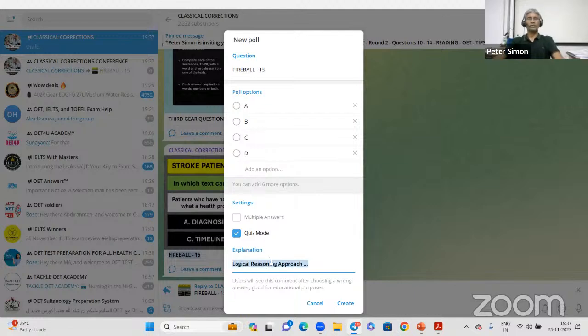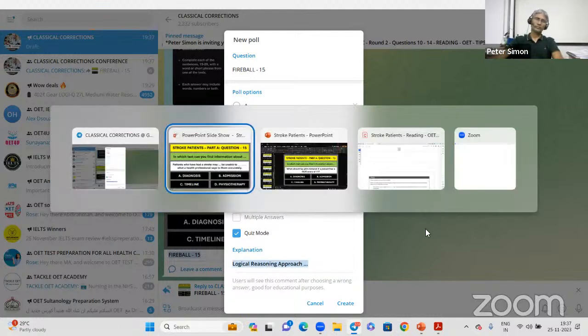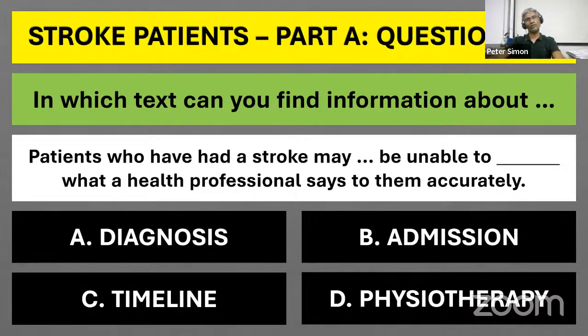Now, you're supposed to tell me. Patients who have had a stroke may be unable to dash. What a health professional says to them accurately. May be unable to dash. A verb will come, a verb.